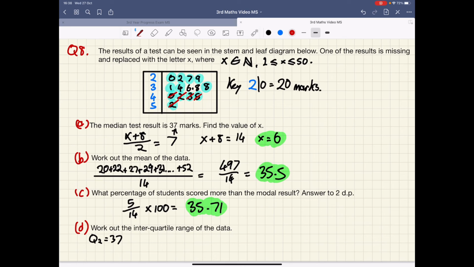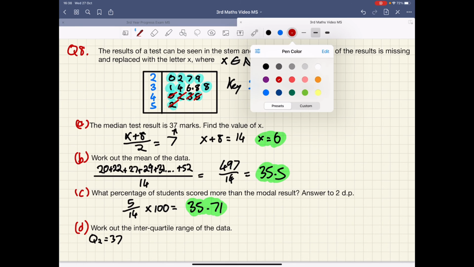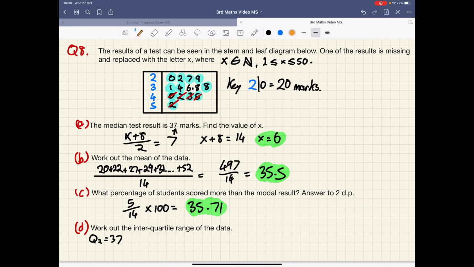I'll use orange. So lowest, highest, lowest, highest, lowest, highest. So this is my first quartile. Q1 is equal to 29. Q3 is going to equal, so start with lowest, highest, lowest, highest, lowest, highest, which is 42.